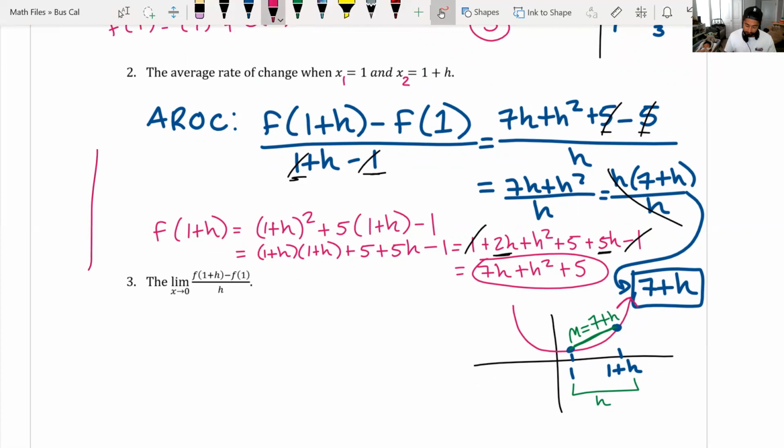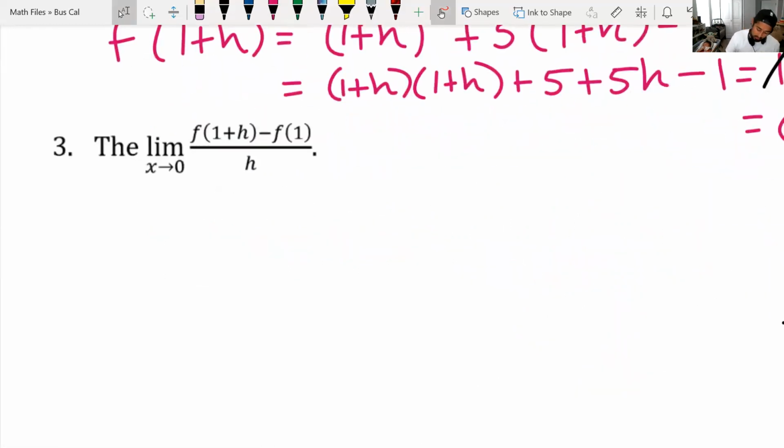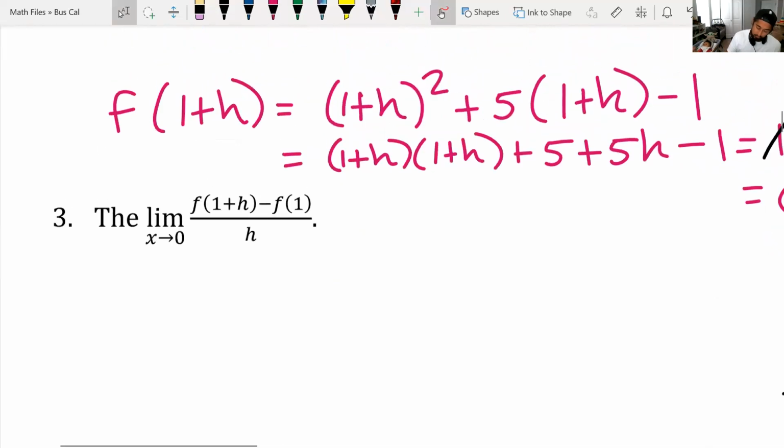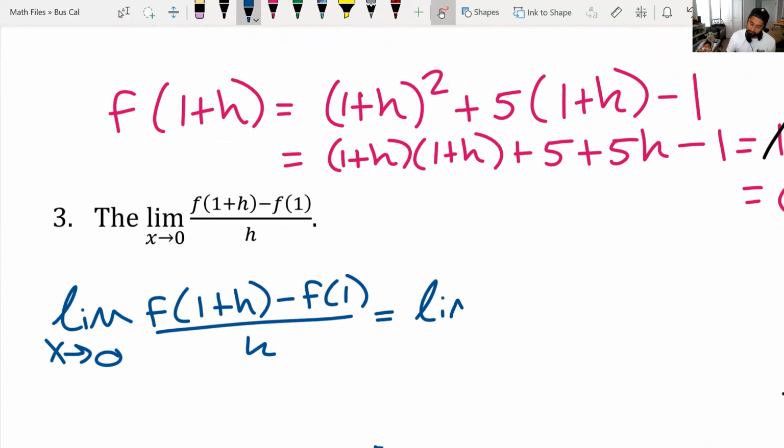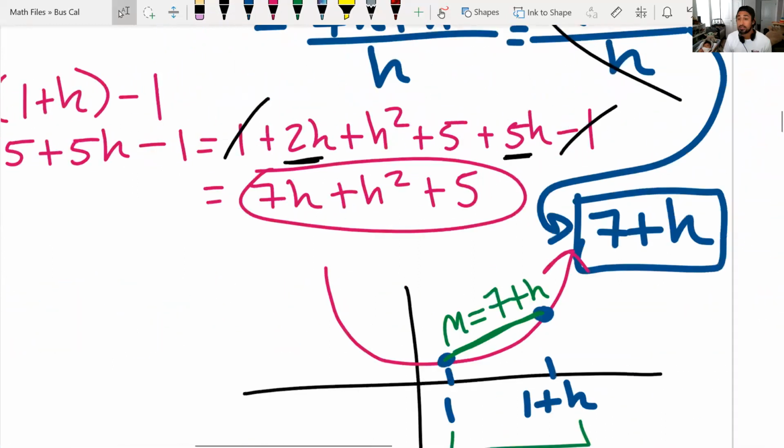So for number 3, we'll have the limit as x approaches 0 of f of 1 plus h minus f of 1 over h will be the limit as h approaches 0 of the answer we got in number 2, 7 plus h.